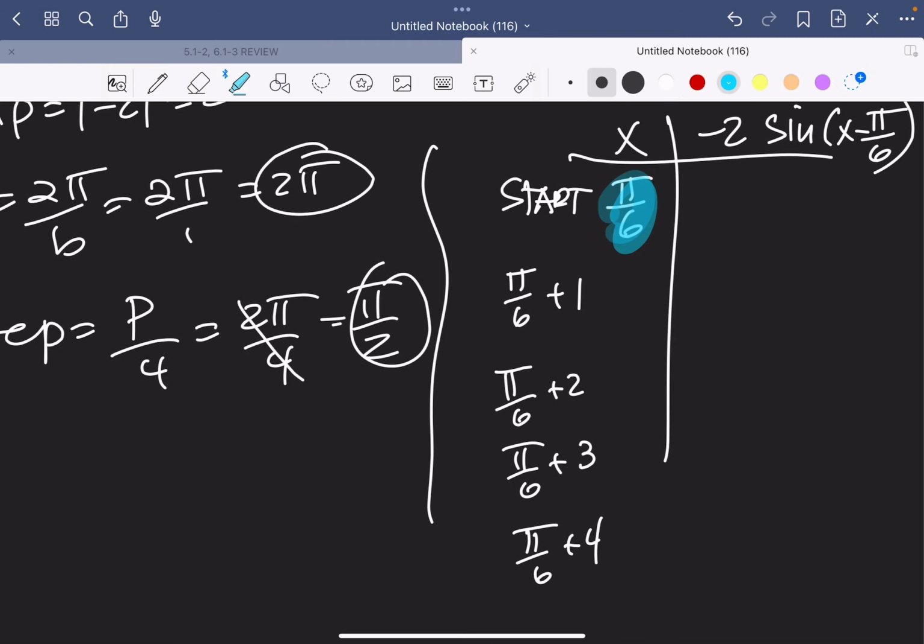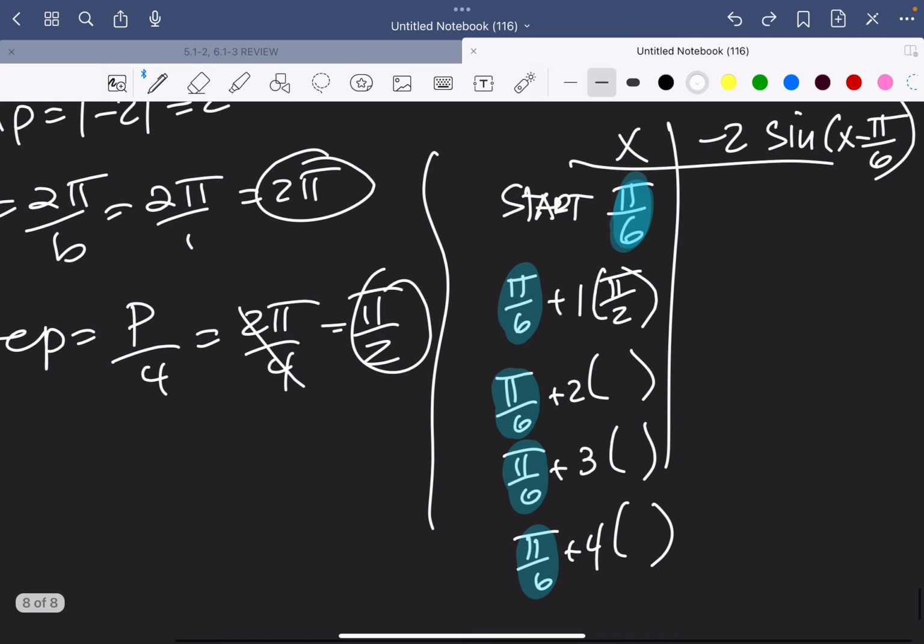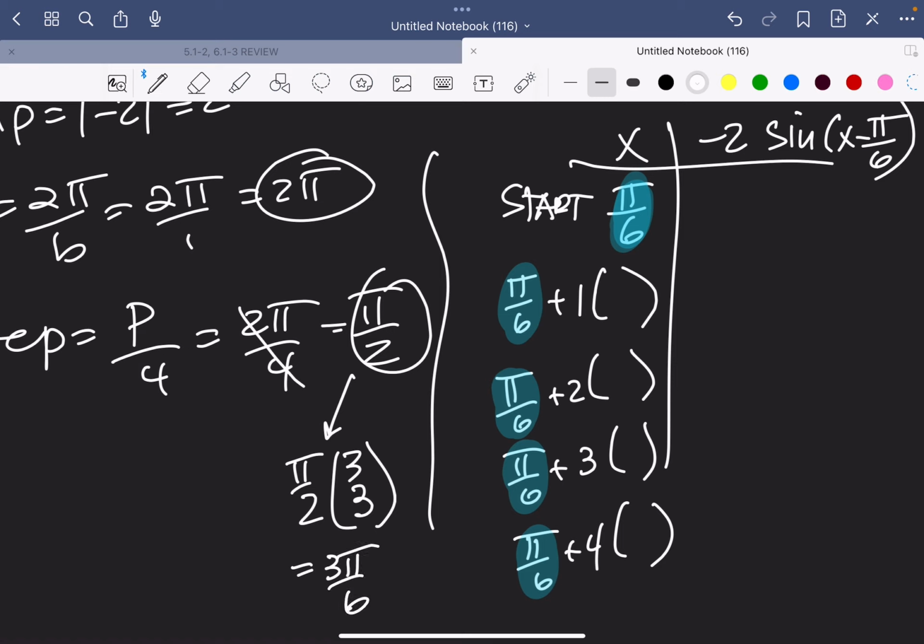So if this is my starting point, and then how much is each step? We said each step was pi over 2, right? But you know what I'm going to do? Before I put them in there, I could put pi over 2 every time, but I'm going to go ahead and make my life easier. Are you ready? I'm going to rewrite pi over 2 by hitting it with 3 over 3, and realize that that's 3 pi's over 6. So that's my step size. You see how those are the same?